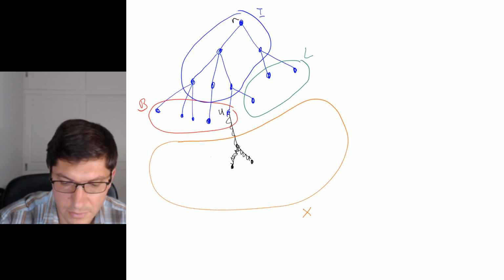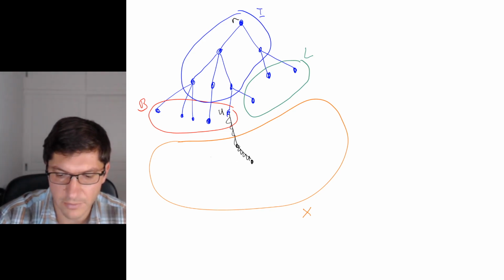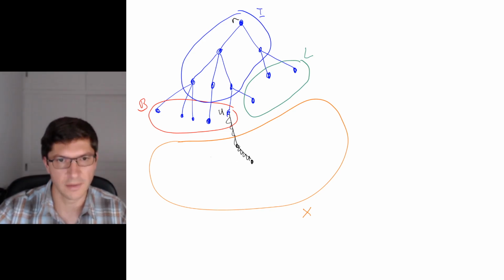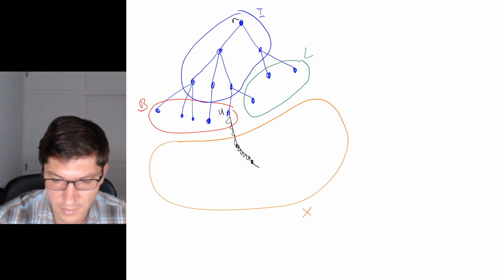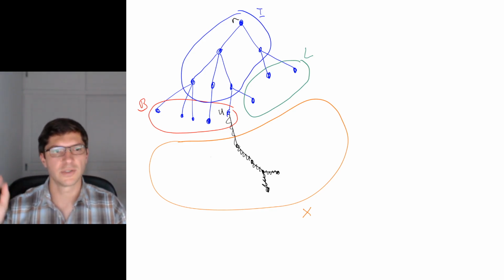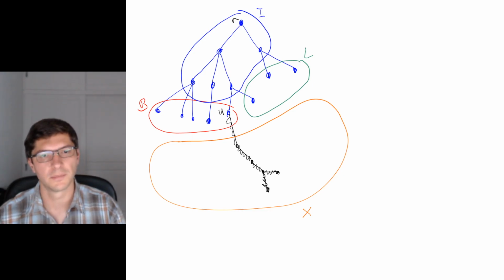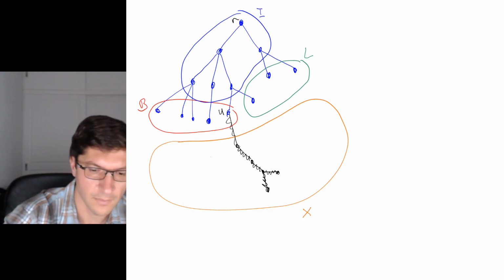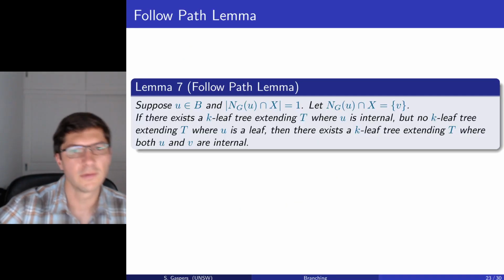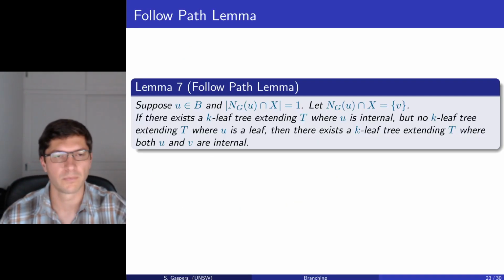And this could go on for longer, right? So we could have u has degree 2, and then the neighbor has degree 2, and then its neighbor has degree 2. But at some point, we must be able to increase the number of leaves. Otherwise, just make u a leaf, and that's it. So this is what the follow path lemma does.